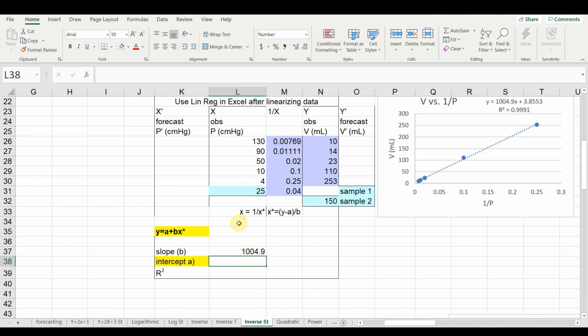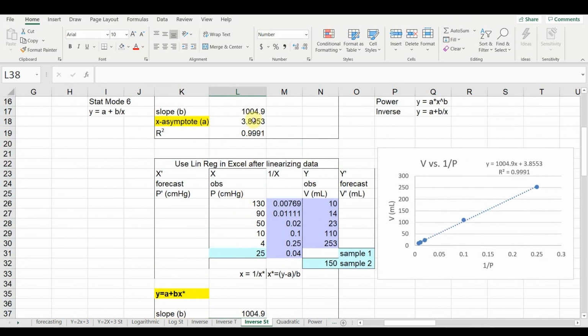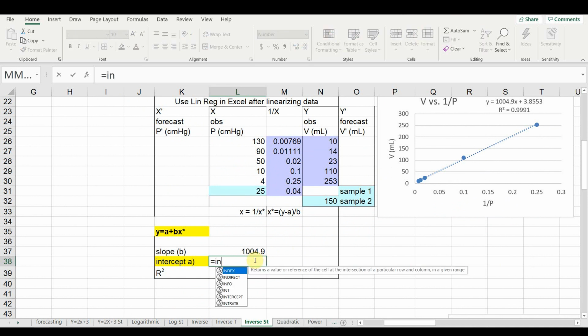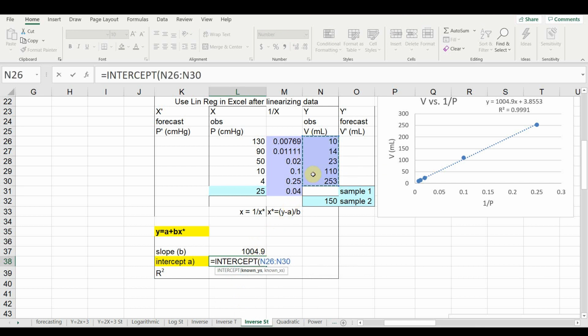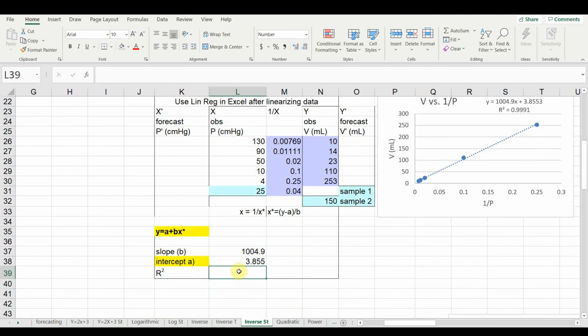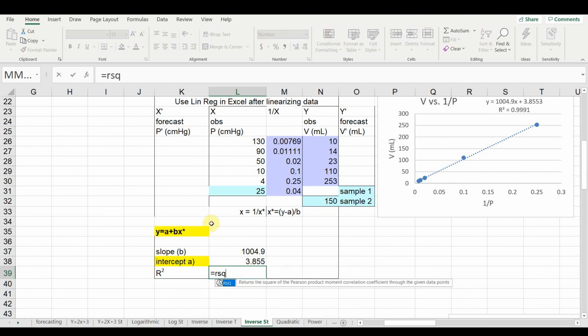How about the intercept? Notice above here I called it an asymptote, but now it's actually an intercept. Equals intercept, tab, the known y's, comma, the known inverse x values, enter. 3.855 looks the same as the inverse relationship data, and r-squared equals RSQ, tab, known y's, comma, known inverse x values.